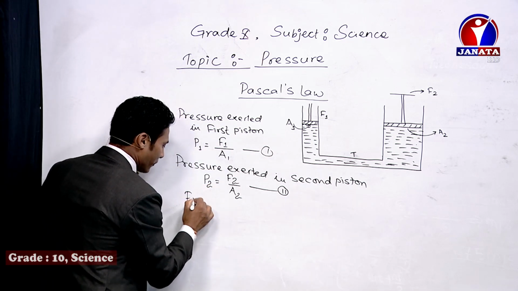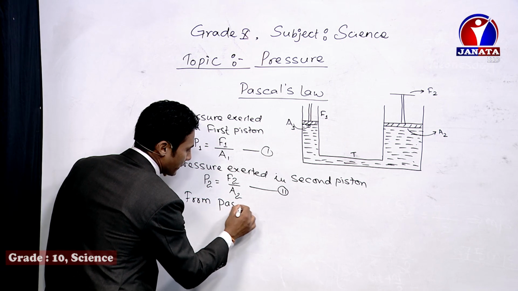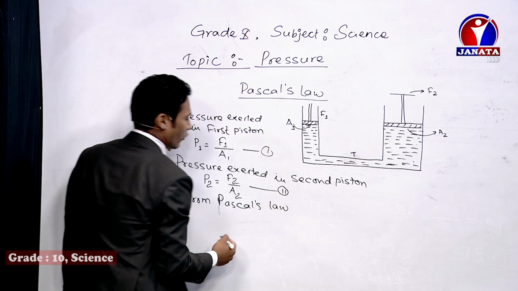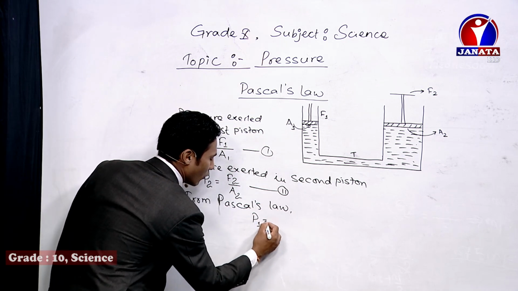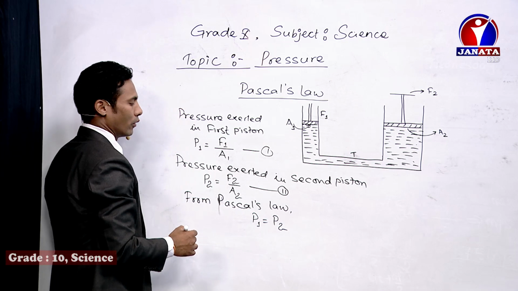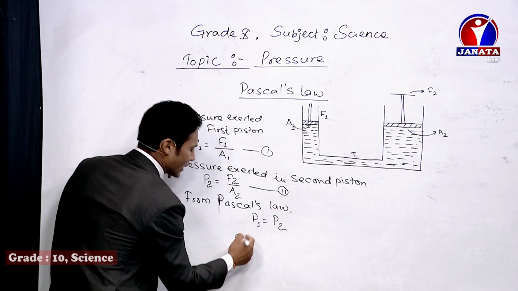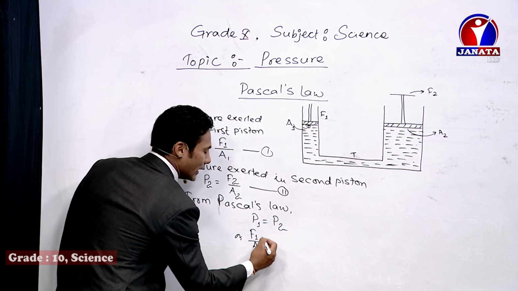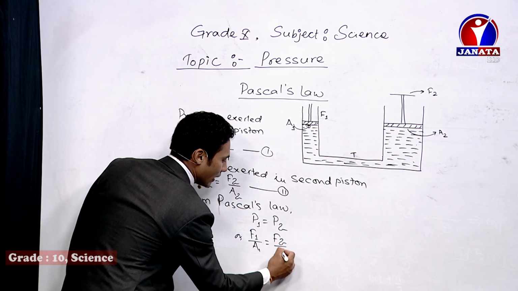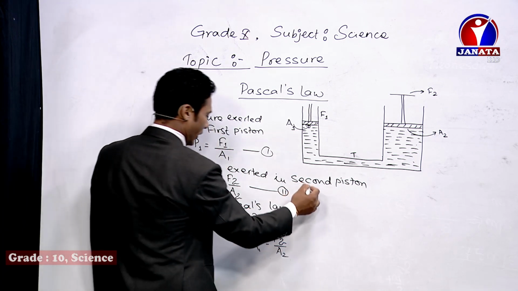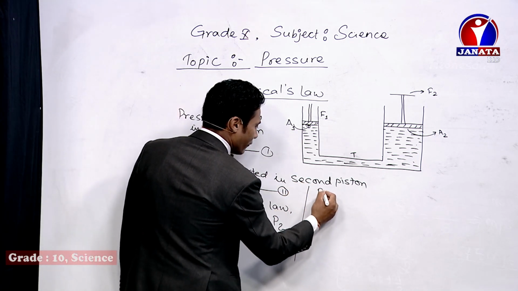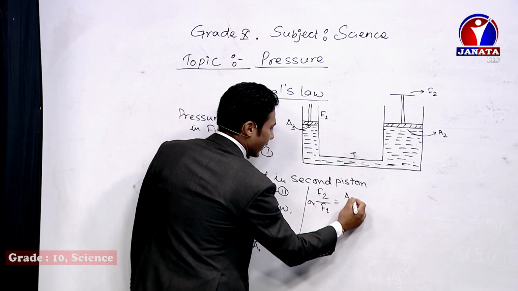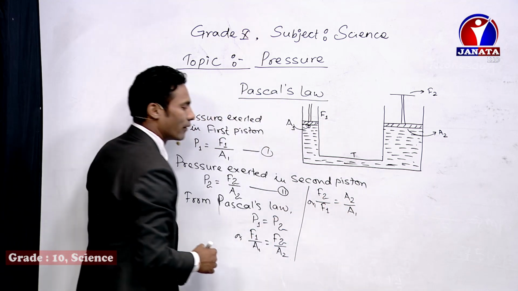So from Pascal's law, what we can write down is P1 equals P2, right? If P1 and P2 are equal, let's put the value of P1 and P2. This is F1 by A1 equals F2 by A2. So one more step here: F2 by F1 equals A2 by A1.